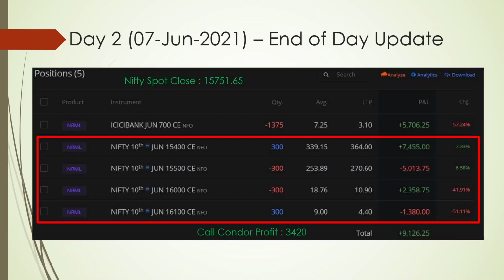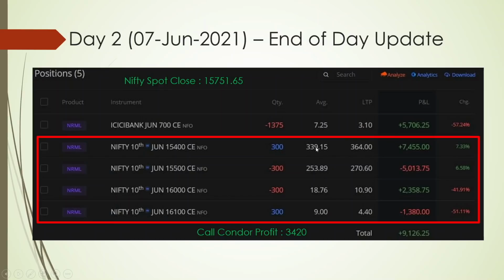So when the market moves up or moves down, it does not matter. Till the time it is between 15,500 and 16,000, the call condor will continue making profits, because there is time decay. In every option there is a time decay. You see the difference here.